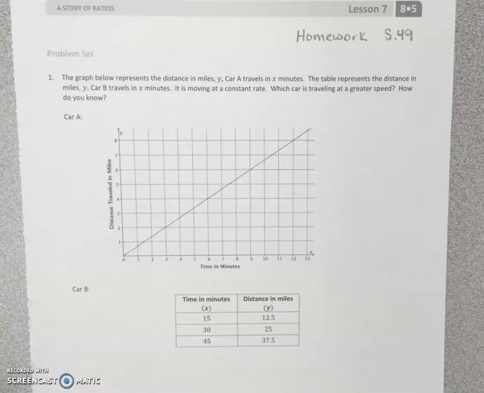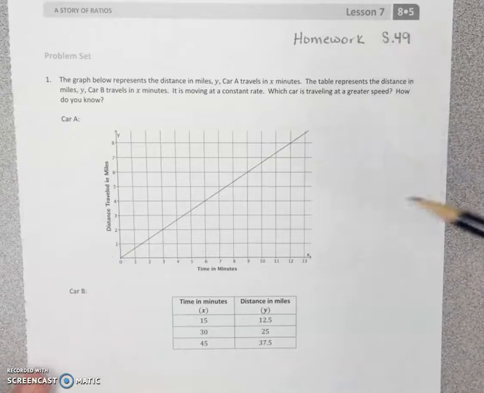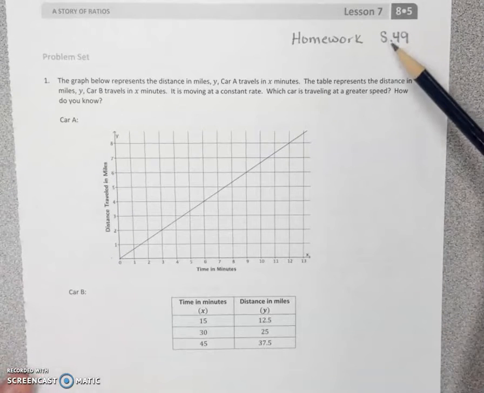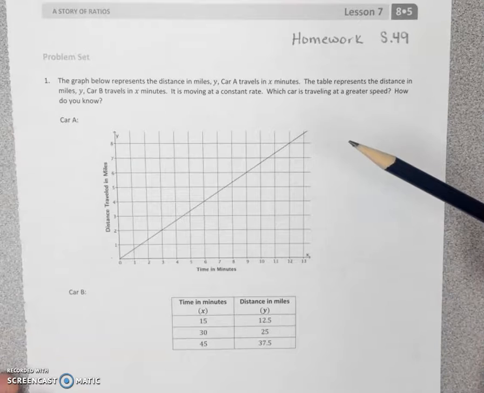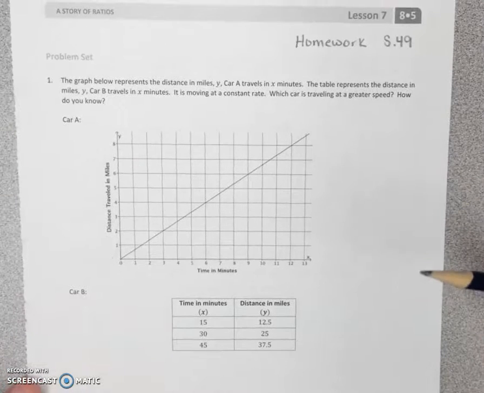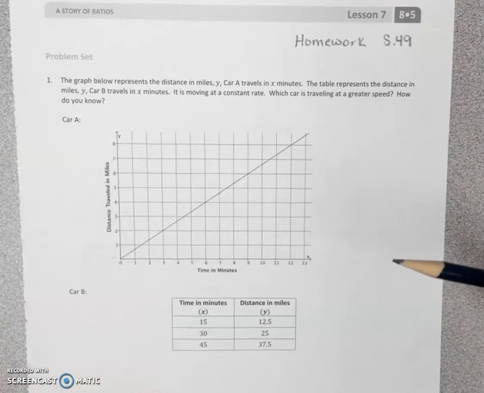Okay, so here's our math homework for tonight. It's Module 5, Lesson 7, page S49. Problem number 1. It is a multi-step problem, but it is only one problem that we have to do tonight. So the problem's asking us to look at the graph.